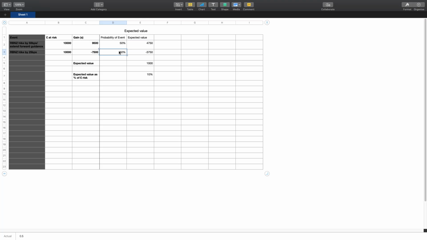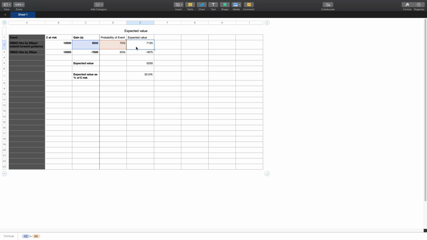I then looked at the probability of the event. When I originally did this, I thought it's a 75% chance that they hike or extend the forward guidance, and only a 25% chance that they have that very, very dovish outlook, which would obviously result in New Zealand dollar weakness.